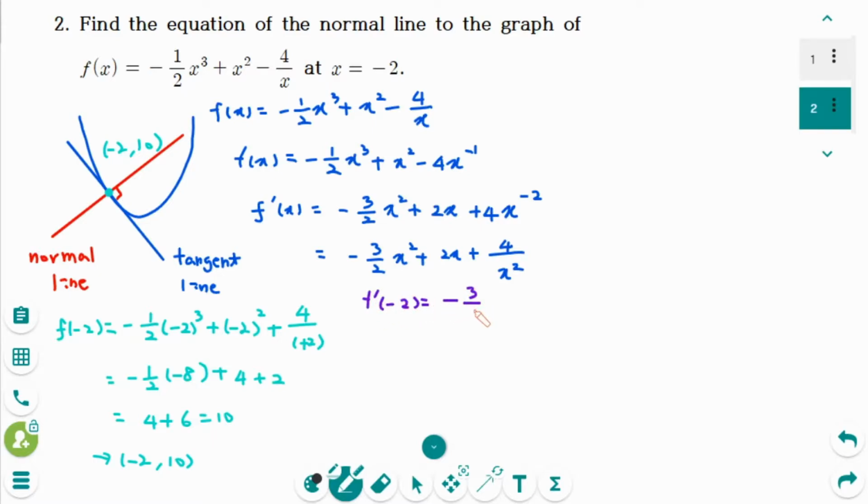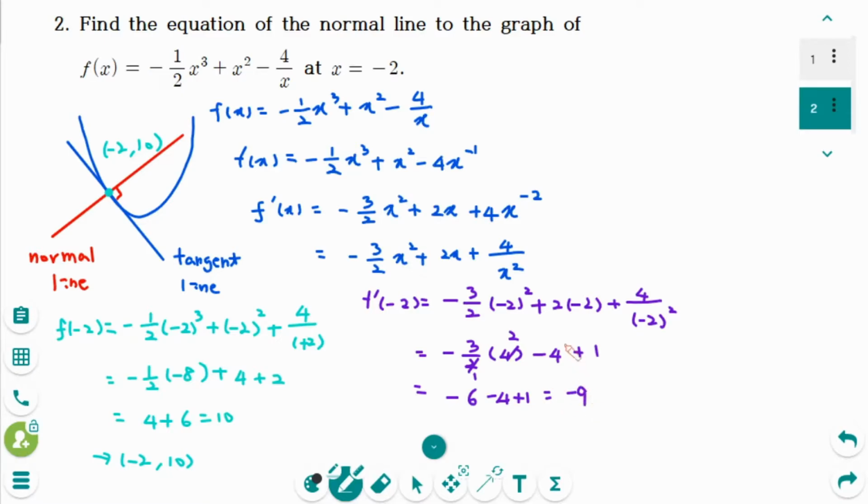The slope of the tangent line at x equals minus 2 is f prime of minus 2 equals minus 3 over 2 times (minus 2) squared plus 2 times minus 2 plus 4 over (minus 2) squared, equals minus 3 over 2 times 4 minus 4 plus 4 over 4, which is 1. Minus 6 minus 4 plus 1, which is minus 9. The slope of the tangent line is minus 9.